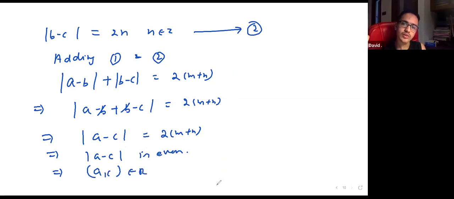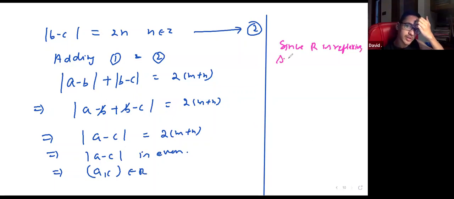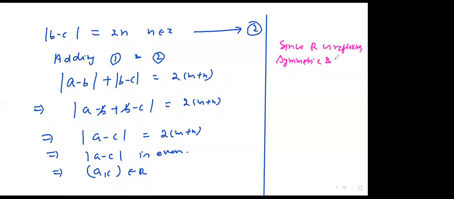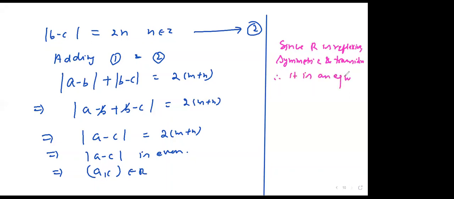Since R is reflexive, symmetric, and transitive, therefore it is an equivalence relation. It is an equivalence relation.